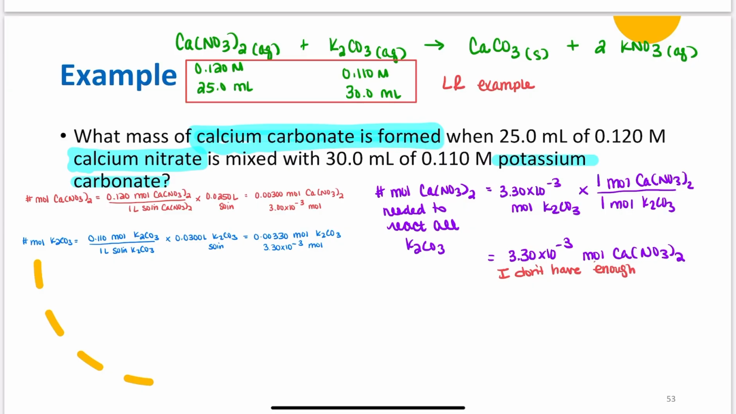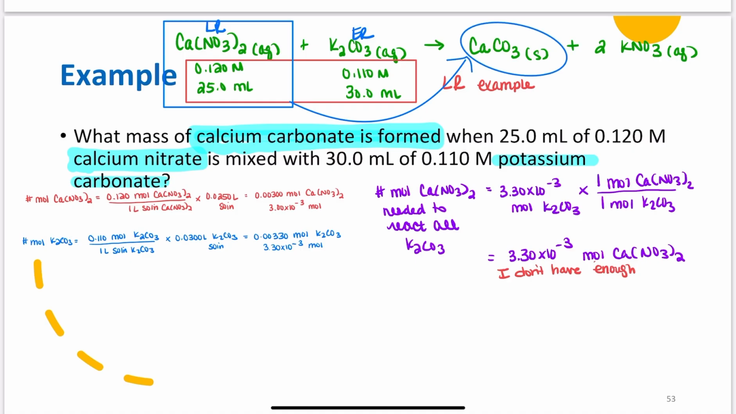So what does that mean? Well, that means that your calcium nitrate is your limiting reactant and your potassium carbonate is your excess reactant. But this allows you to answer the question. That means that your calcium nitrate will control how much of your calcium carbonate can be produced.